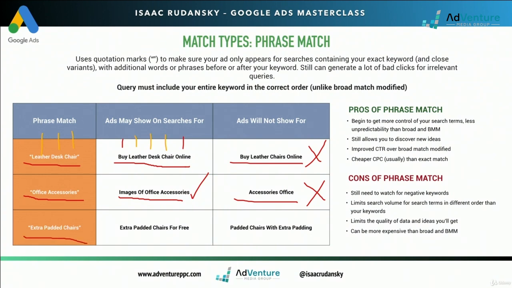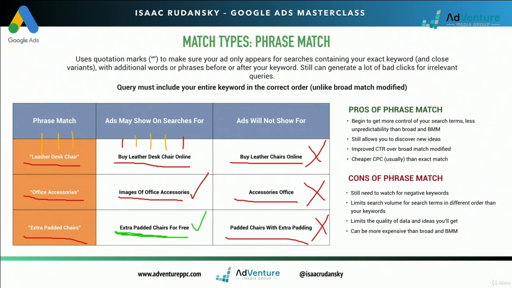"Extra padded chairs," enclosed in quotation marks, is a phrase match keyword. "Extra padded chairs for free," that's good to go because even though "for free" is probably not a search term that I want to bid on, since somebody's clearly looking not to pay me, it's still going by the rules of phrase match because "extra padded chairs" is in that search term in the correct order with all the words. "Padded chairs with extra padding" will not show because while it has all the right terms, it has "extra padded" in chairs, so it's again not in the appropriate order.